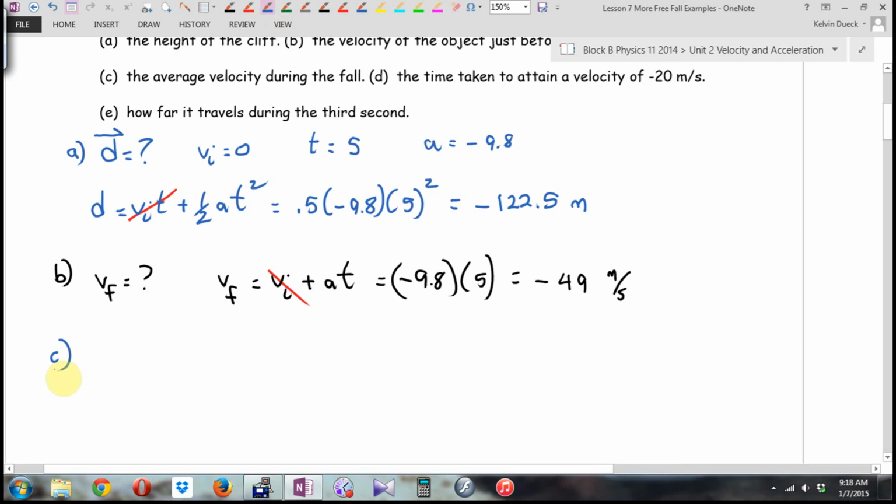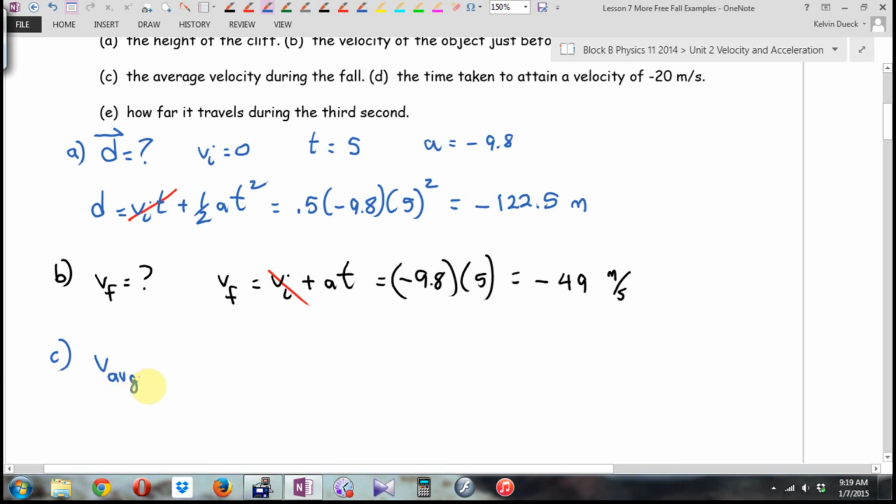C. Average velocity. How do I find an average? Do I have the average on your formula sheet? Can't remember if I put it on there or not. Oh, it is? How do I find the average? Oh, it's just distance over time? Displacement over time? That, I guess, would work. Sure.